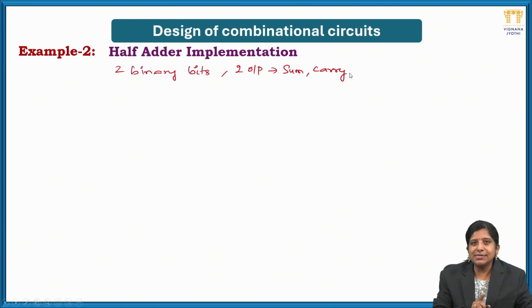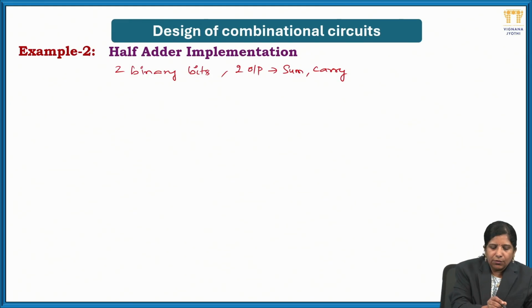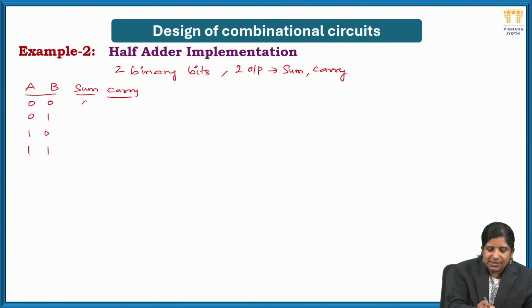So 2 inputs, 2 outputs. The first thing is, after understanding that, you have to write the truth table. Now 2 inputs, I am taking as A, B, and the outputs as sum and carry. Inputs 0 0, 0 1, 1 0, 1 1. 0 plus 0, sum will be 0. There won't be any carry, so it will be 0. 0 1, sum is 1, carry is 0. 1 0, sum 1, carry 0. 1 1, sum is 0, carry is 1.